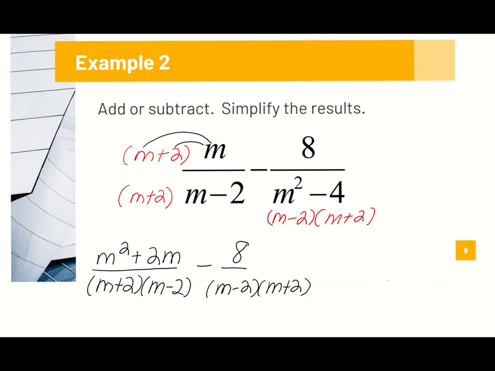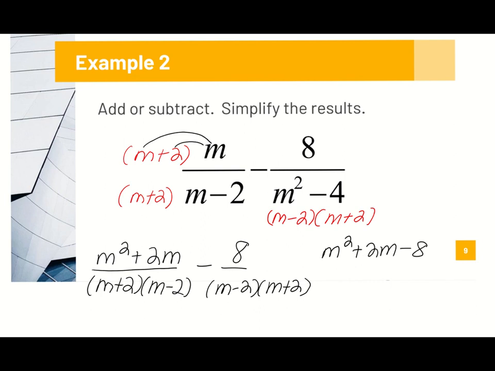Because I don't have to multiply the second fraction because all I did was factor. That is what my denominator is. I didn't multiply by anything. So it just stays the same. But now I can see my denominators are the same. They both have an m minus 2. They both have an m plus 2. So I can go ahead and subtract the top, keep the bottom. So that's going to leave me with m squared plus 2m minus 8.